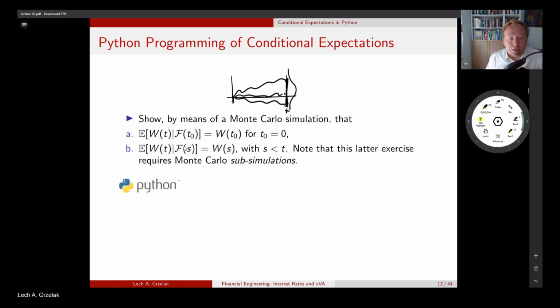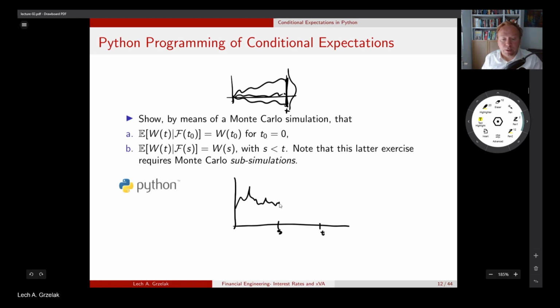The second point is much more interesting and also much more difficult, because now we have an expectation of W_t given F_s, but s is also in the future. So this is not t0 anymore. We have a case where we have, let's say, a future perspective. So we have some point s, we have time point t, we have a Brownian motion which is simulated up to this point, and we are asking, what is the expectation of W at time t?